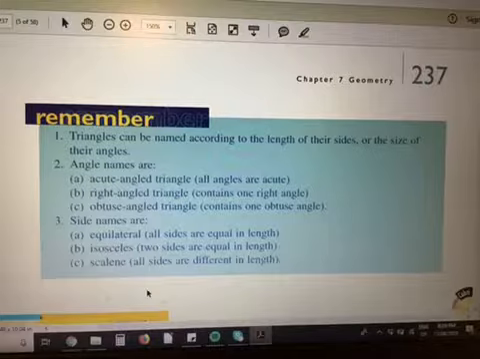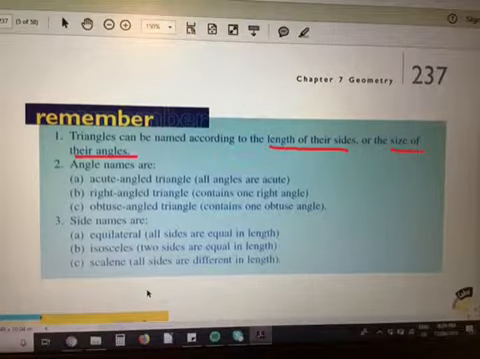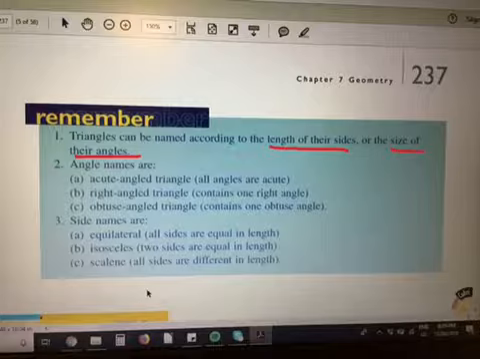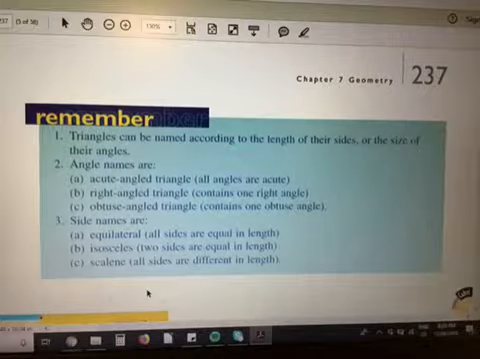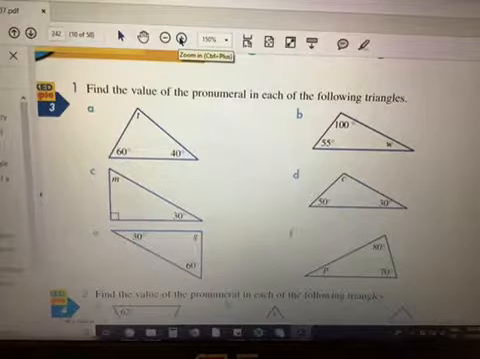So in class we looked at different triangles and how they can be classified or sorted, and the two ways were according to the length of their sides or the size of their interior angles, so the angles inside. And we've got the different names for them right here, so there are some notes for you if you need. Alright, so let's have a look at the angles inside a triangle.